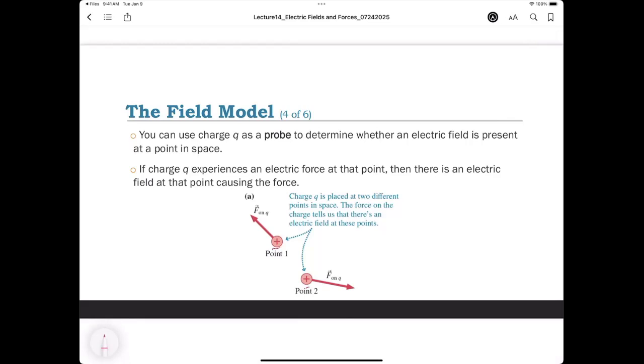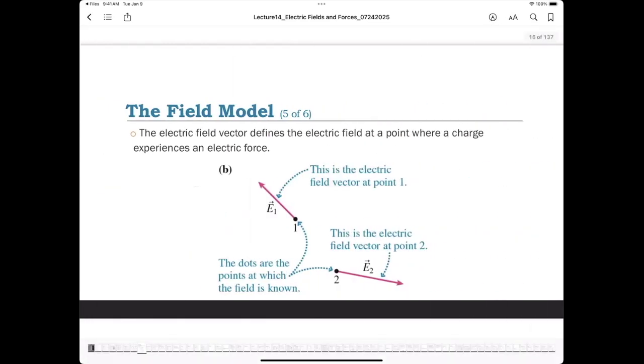You can see if there is no electric field, there will not be a force on this charge. But there is a force on this charge, which means there is an electric field. Does it make sense to you? Okay. The electric field vector defines the electric field at a point where a charge experiences an electric force.